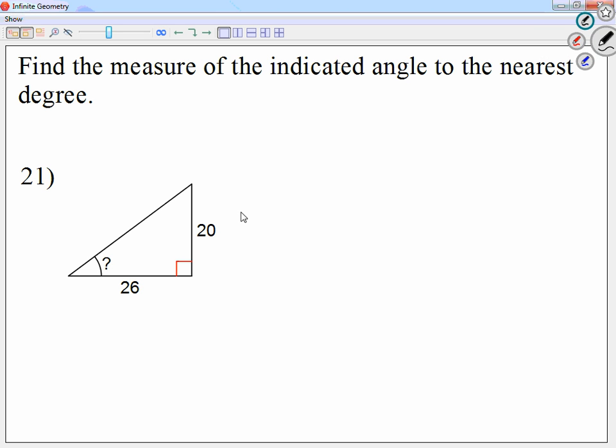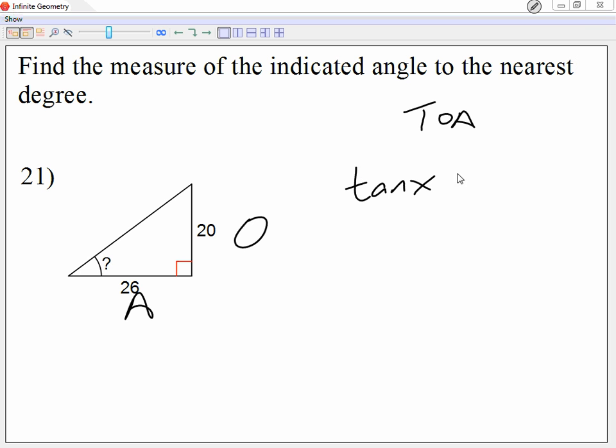All right, so for this one, we don't have the hypotenuse. From the angle, 20 is the opposite, 26 is the adjacent. So I have O and A, so I know I'm dealing with TOA, which is tangent. I'm going to say tangent of x, because it's always of the angle. Tangent of x is opposite over adjacent, so 20 over 26. Don't worry about simplifying this fraction, because you're going to type it in the calculator anyway.